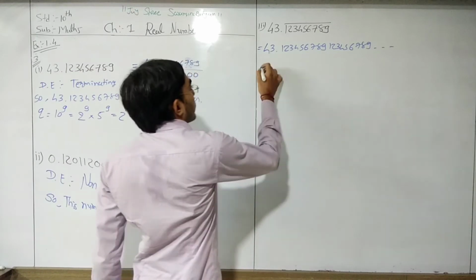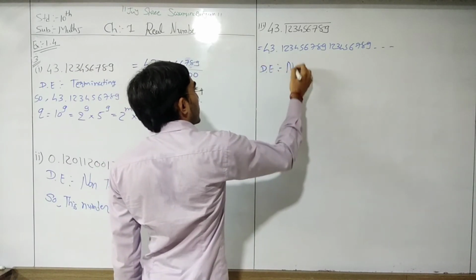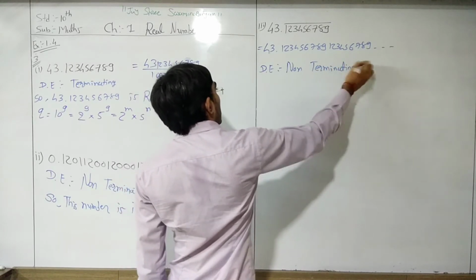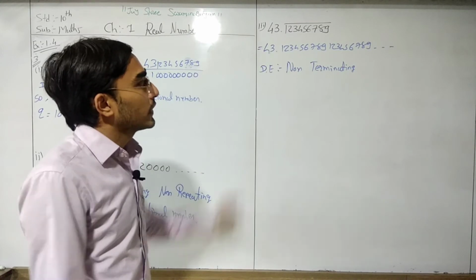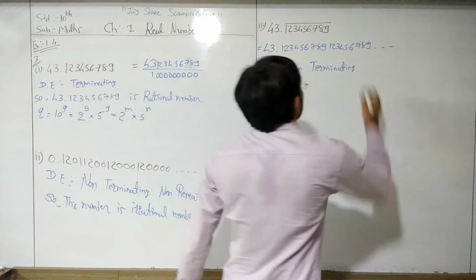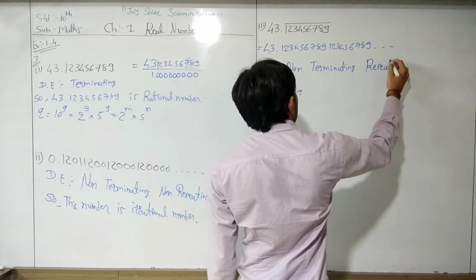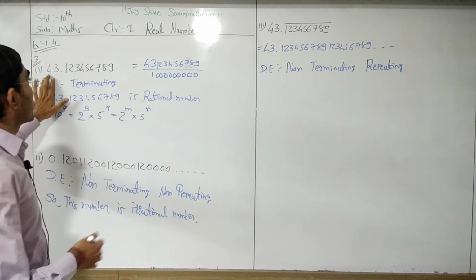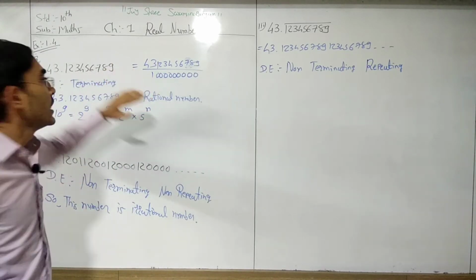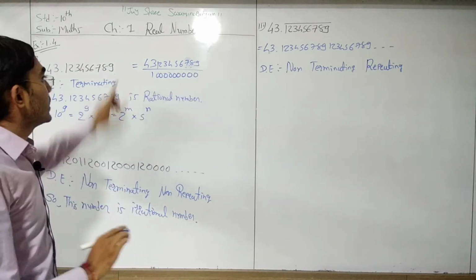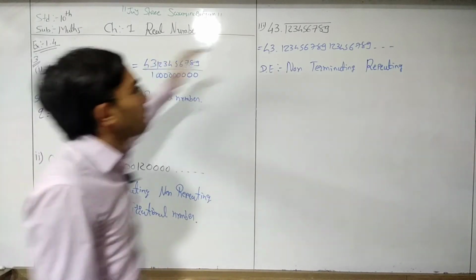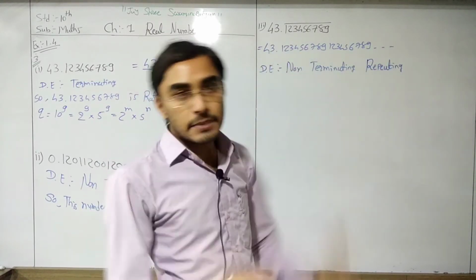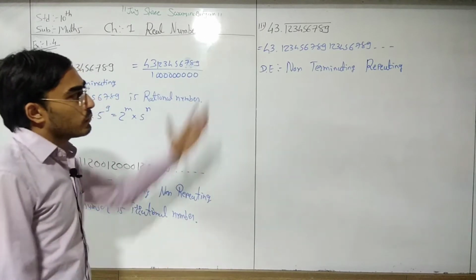So the decimal expansion is non-terminating. It never terminates. We have an infinite number of digits, but repeating. If you look at question number 1 and 3, we have the same number, 43.123456789, but in question 1 the bar sign is not there. It means those digits are terminating, but here the bar sign shows an infinite number of digits, and these digits are repeating.